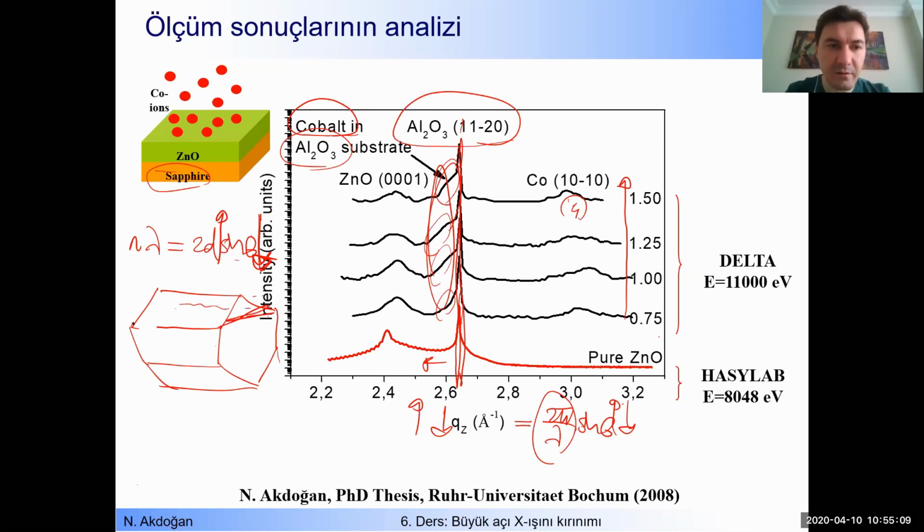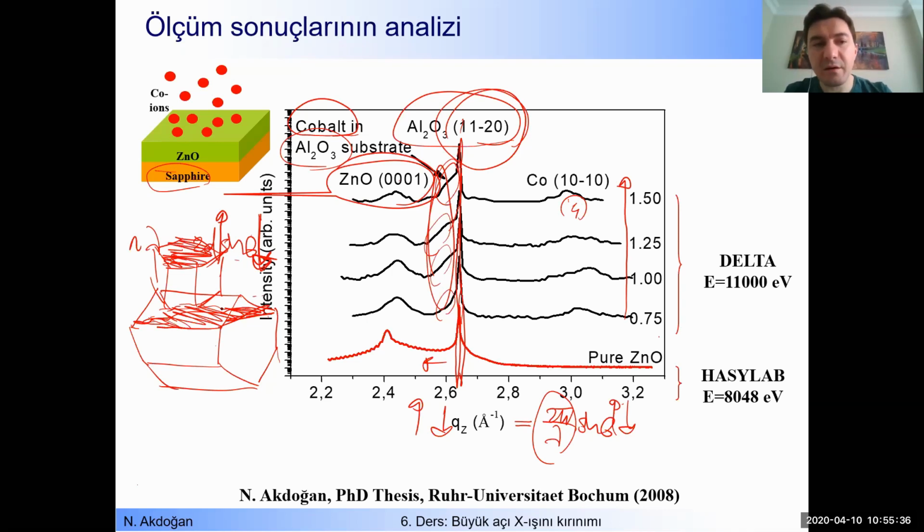This is the -2 surface of the sapphire, and then we put zinc oxide on top of it. Zinc oxide is produced like this. So if you implant this system with cobalt ions, some cobalt ions sit on the zinc oxide lattice, and some of them sit on the sapphire lattice.